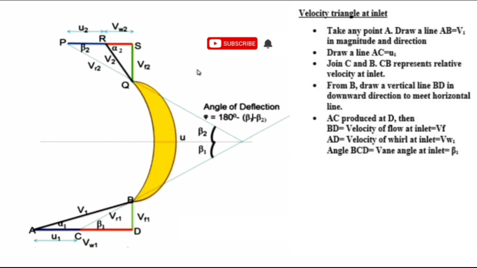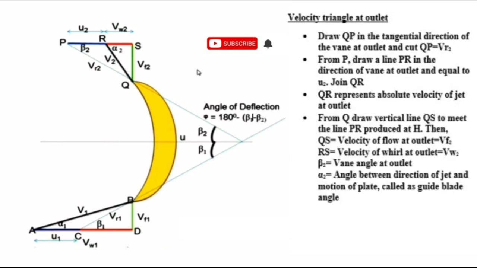AD is equal to the velocity of whirl at inlet, that is Vw1, and angle BCD is equal to the vane angle at inlet, that is beta 1.